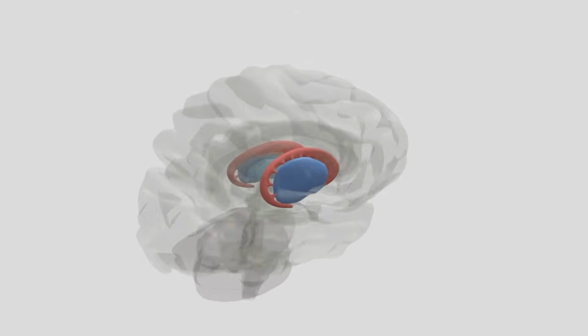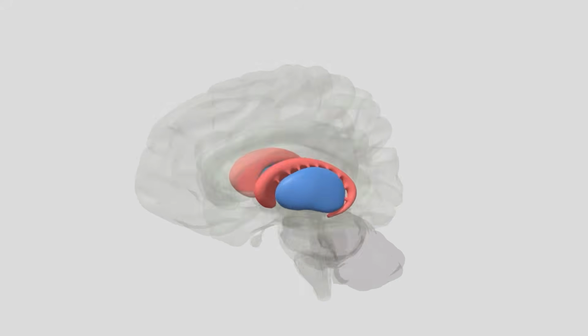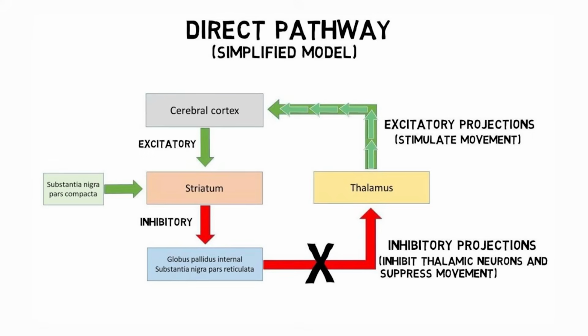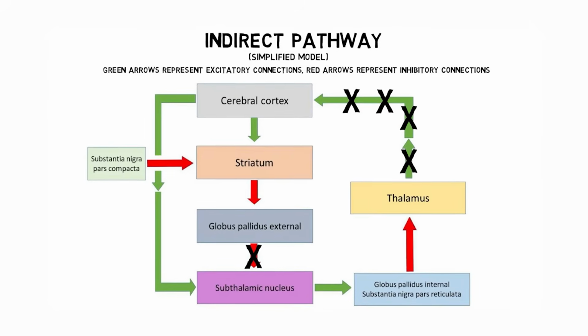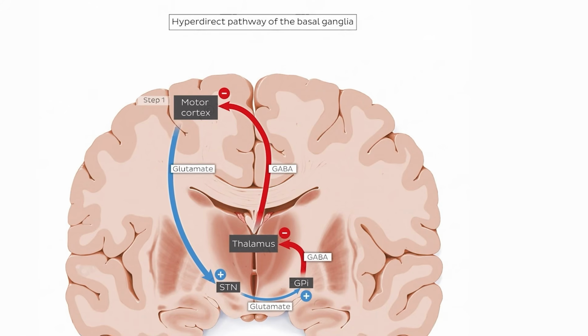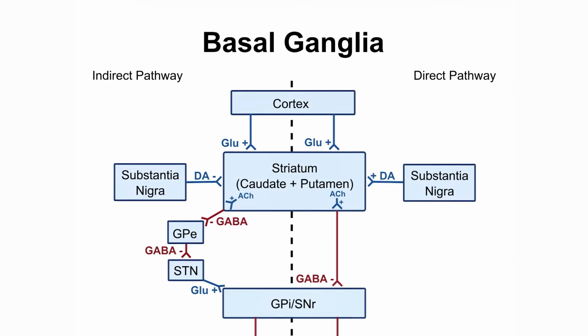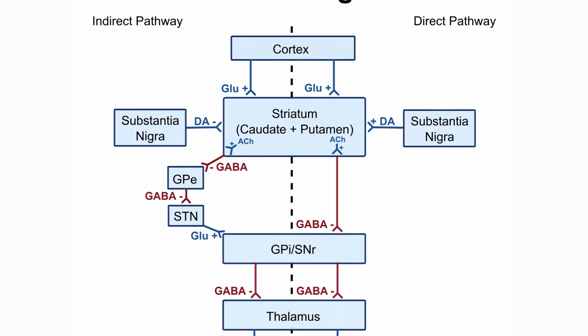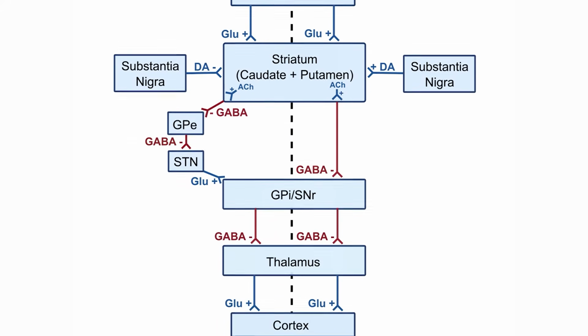The basal ganglia have several pathways that process and relay information: direct pathway, indirect pathway, hyperdirect pathway. Proper balance between these pathways is crucial for smooth motor control.